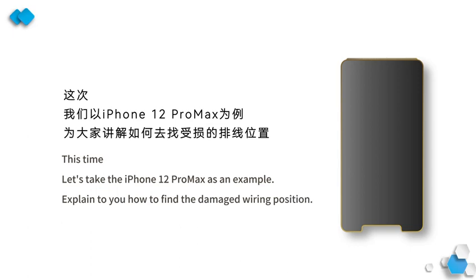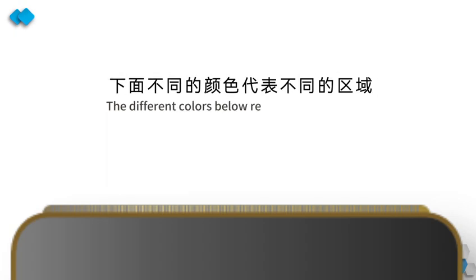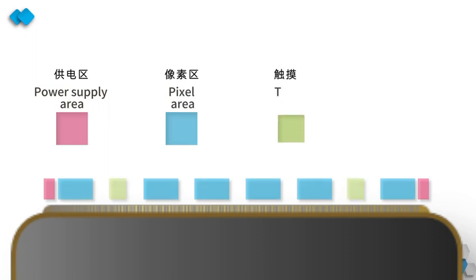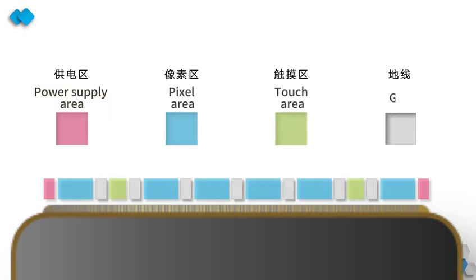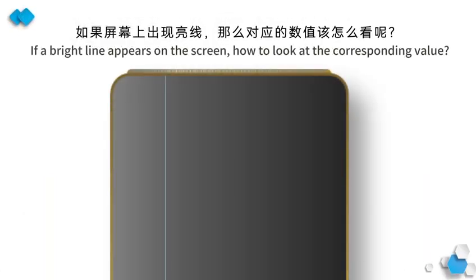This time, let's take the iPhone 12 Pro Max as an example. Explain to you how to find the damaged wiring position. Next is the key point. The different colors below represent different areas: power supply area, pixel area, touch area, GND.